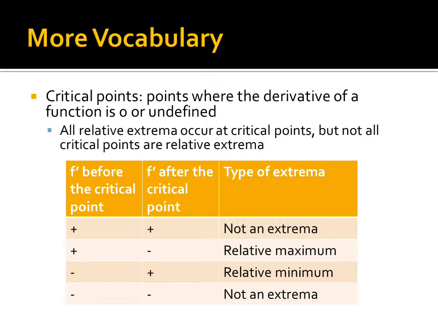Now, there's a little bit of one-way logic, so you have to be careful here. All of the relative extrema, in other words, all the relative mins and maxes, occur at critical points. But not all the critical points are relative mins and maxes. How do you know what type of critical point you're dealing with? Well, what you do is you test the derivative of the function just before a critical point and just after a critical point. So obviously, step 1, find the critical points.